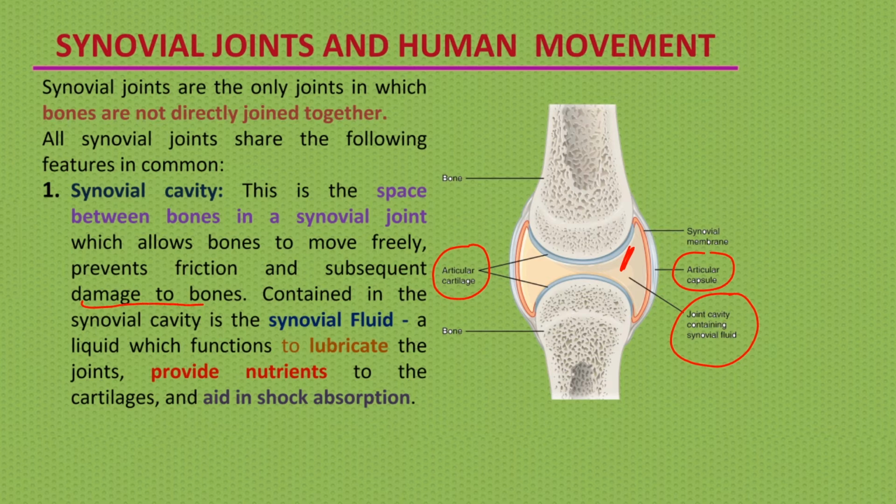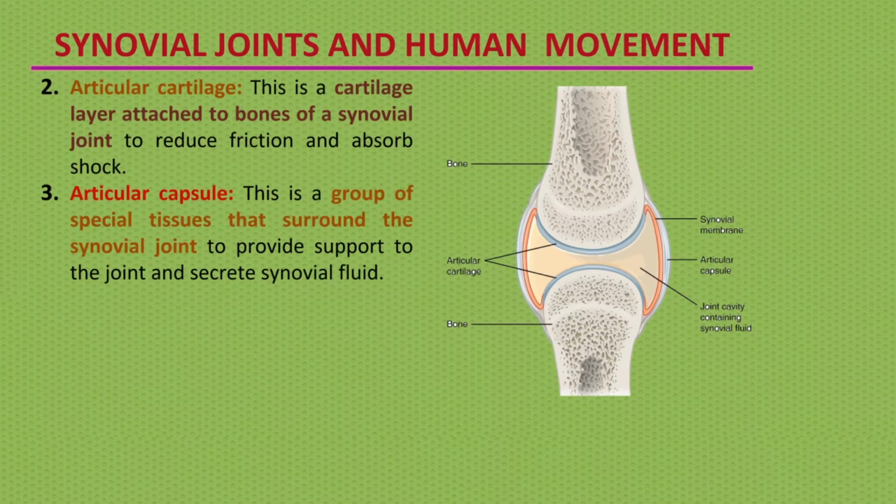Contained in the synovial cavity is a special fluid or liquid which aids to lubricate the joints, provide nutrients to the cartilages, and aid in shock absorption. Another important feature of a synovial joint is the presence of an articular cartilage, which is a special cartilage layer attached to the end of each bone in a synovial joint. This layer helps to reduce friction and absorb shock.